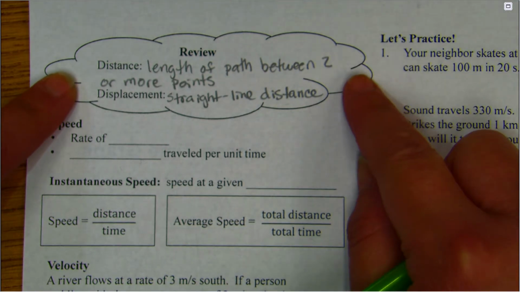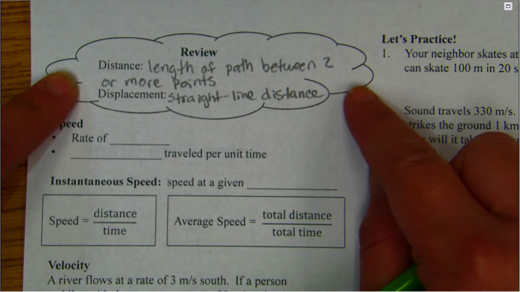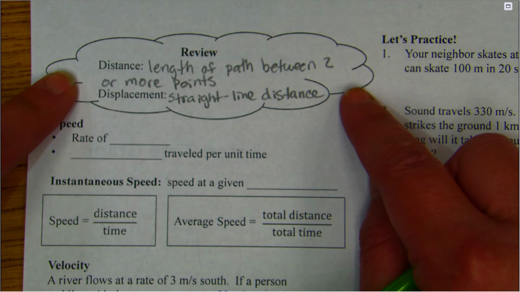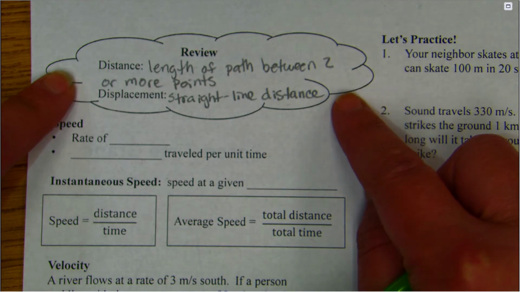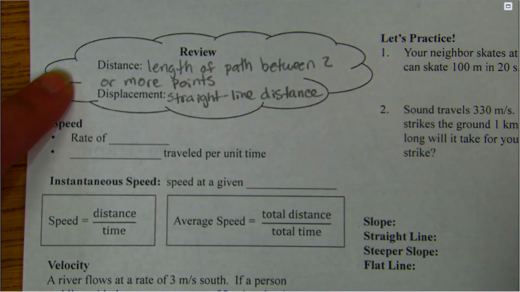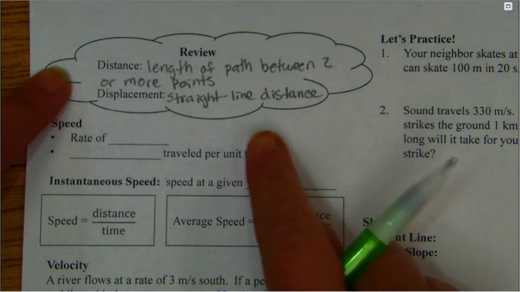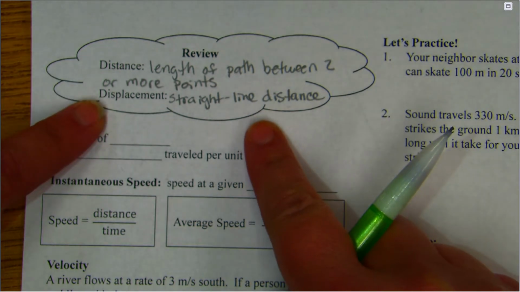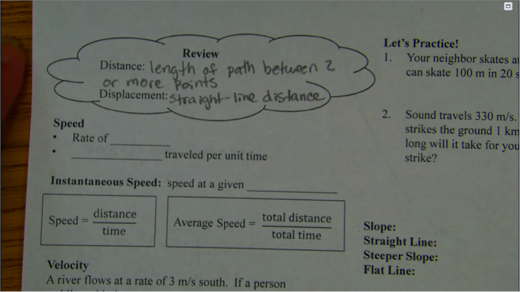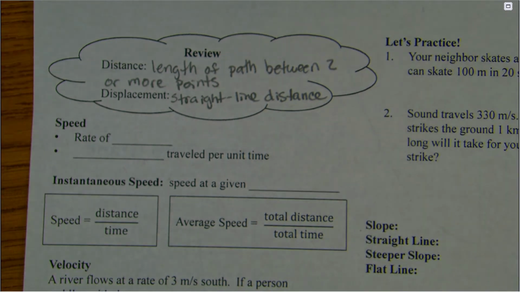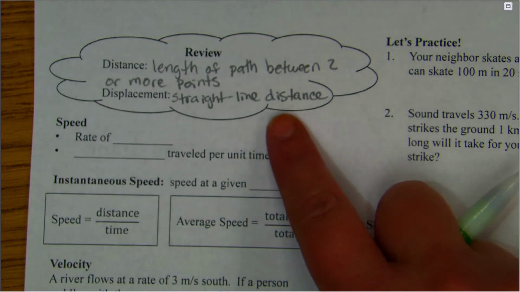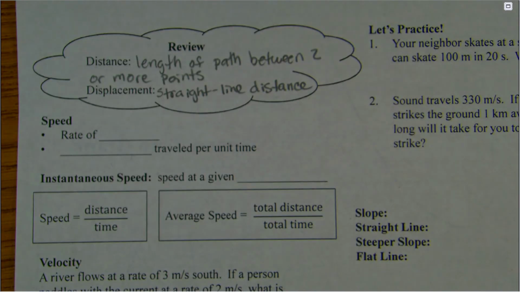So if I was to leave school and head home, all right, I'm going to make a couple of turns along the way. I'm going to turn right, and then I'm going to make another right, and then I'm going to make a right into my neighborhood. So I'm going to make a couple of turns. Displacement would be if I could leave school and head straight to my home without having to make any turns. That would be the displacement, the straight line distance.